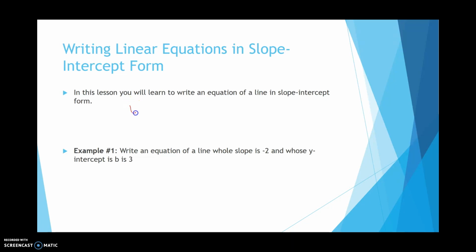Again, y equals mx plus b. M represents your slope, which is your rise over your run. And b represents your y-intercept, and that is where the line crosses the y-axis.